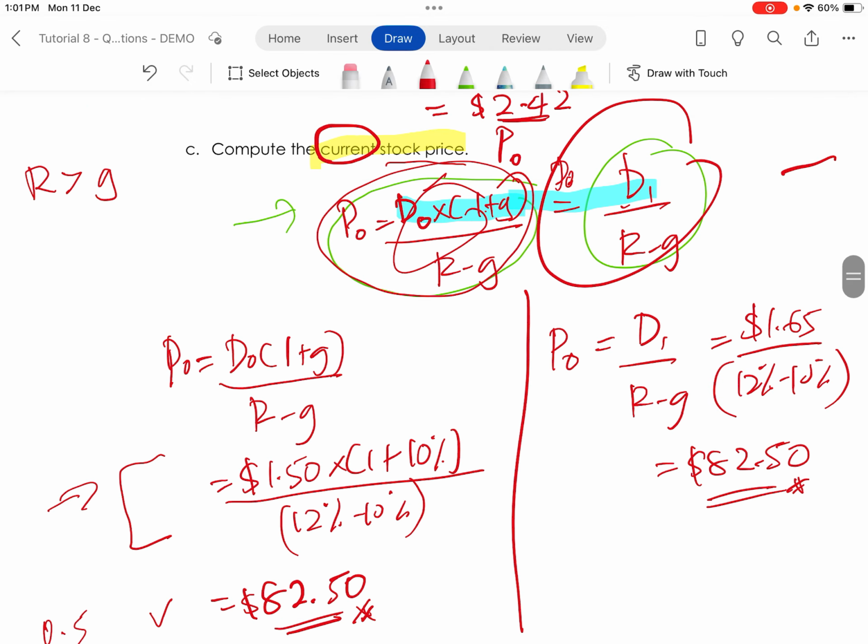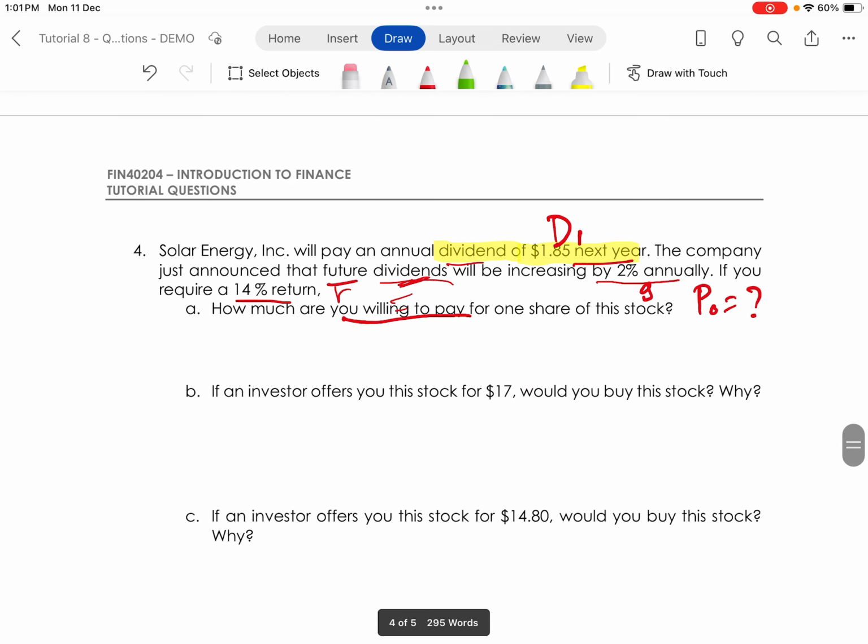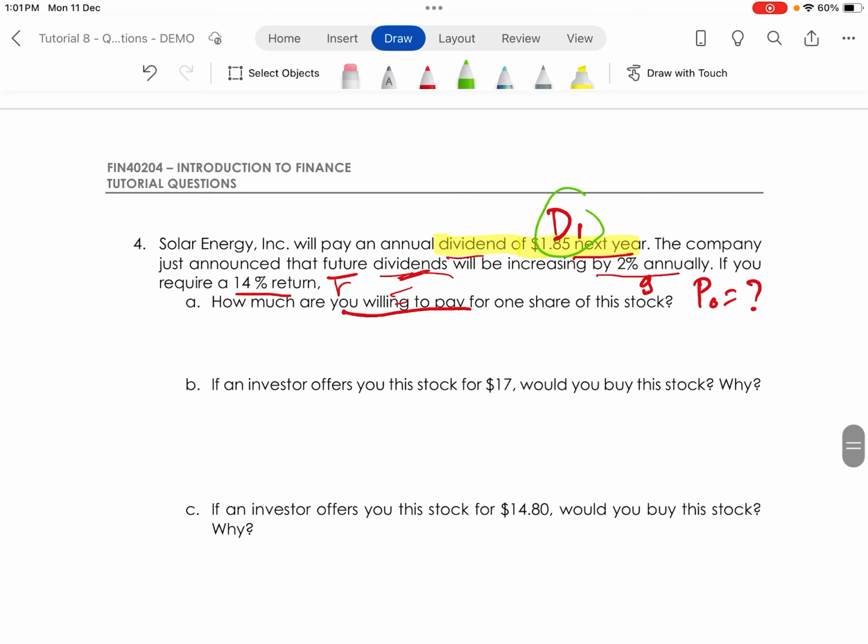So you can use either this or this. But in the question, they already give you D1, therefore you use this one. We use D1 because in the question, they already give you this. So P0 = D1 / (R minus G).